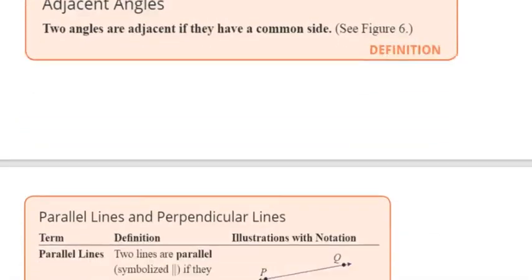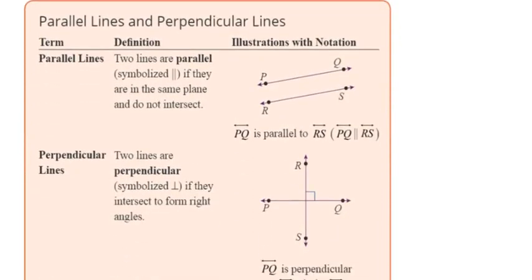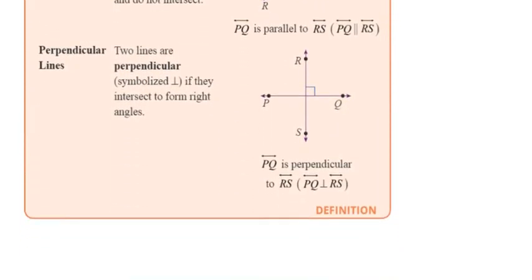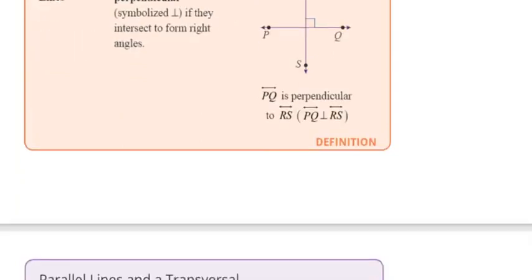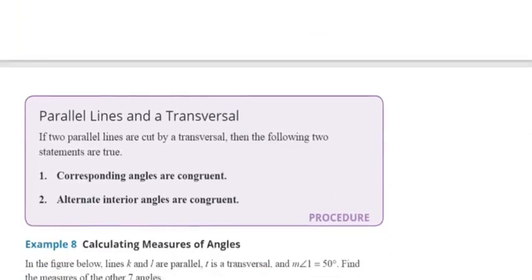Two angles are adjacent if they have a common side. And then we've got parallel lines, perpendicular lines. Like I said, a lot of these are going to be done. We'll see the examples in Hawks.